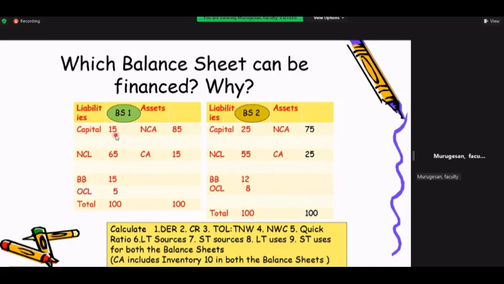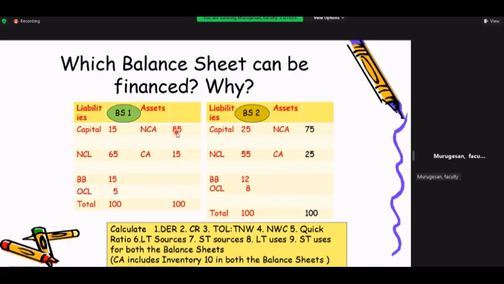Join me in analyzing the balance sheet. Here, the capital is 15. Long-term loans are 65. So 65 plus 15, how much? 80. But how much are the long-term assets? 85. Is it good management or bad management?